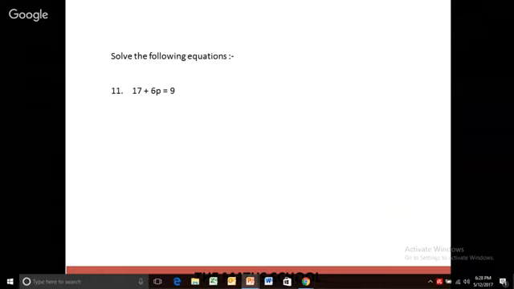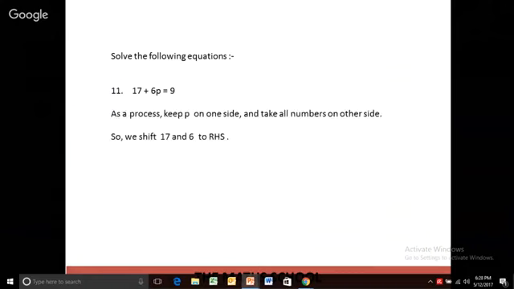17 plus 6p is equal to 9. We will be solving this for 6p. So keep 6p on left hand side. Shift numbers to the right hand side. 6p is equal to 9 minus 17. 6p is equal to 9 minus 17 is minus 8. P will be minus 8 divided by 6. Again, if you reduce it to the shortest form, it will be minus 4 by 3. P is equal to minus 4 by 3 is the answer.